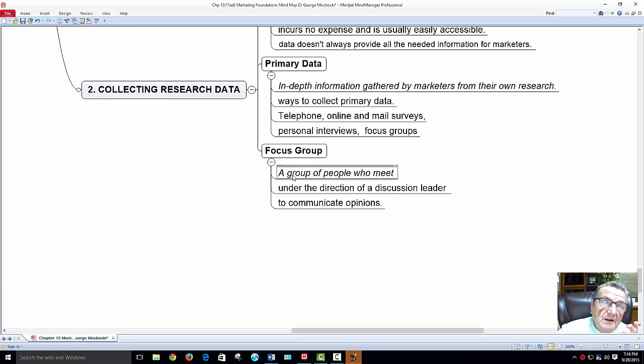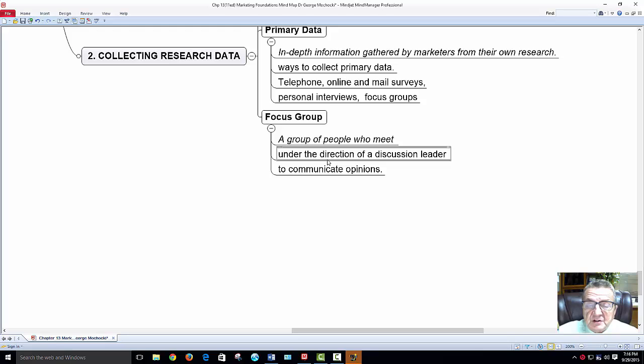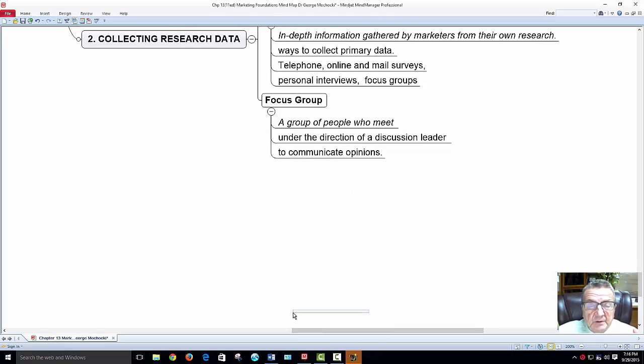But remember, a focus group is usually a sample size of the larger group that I'm trying to sell my product to. I can't interview everyone. It's not cost effective, not efficient. But I get a different variety, different ages, lifestyle, and I bring them in, and I could get a good feeling, depending on the confidence level. Usually fairly well. I could be wrong, but 90% of the time they're fairly on target. A focus group meets under direction of discussion leaders to communicate opinions.